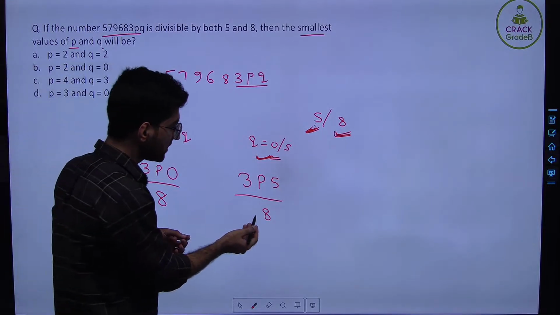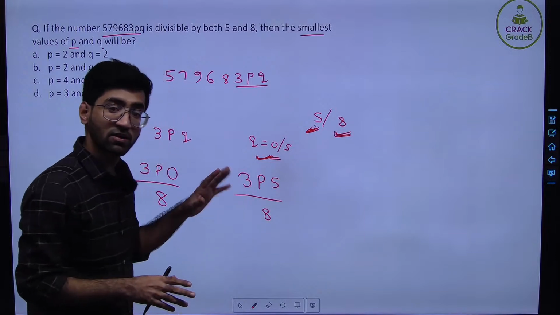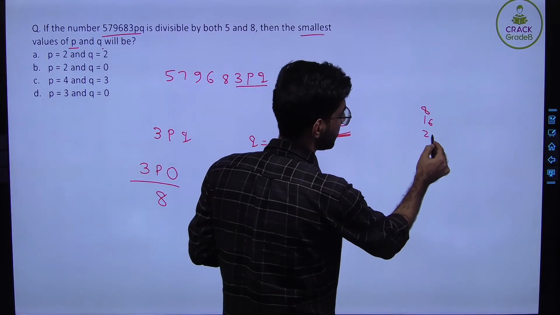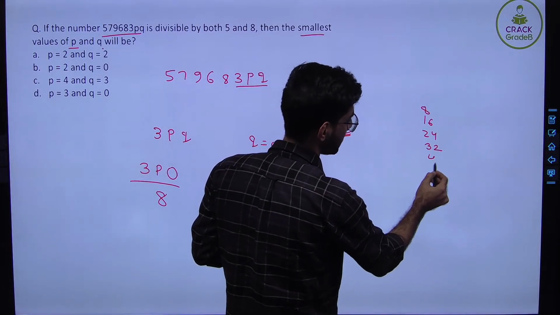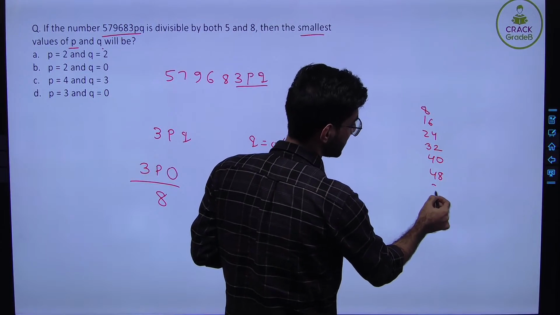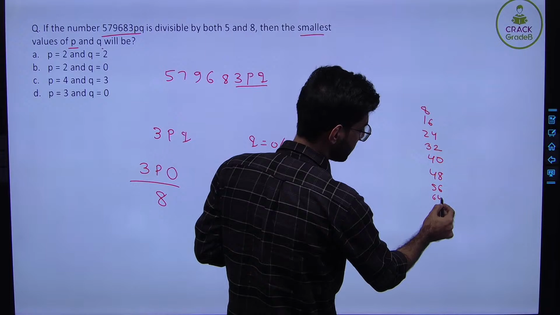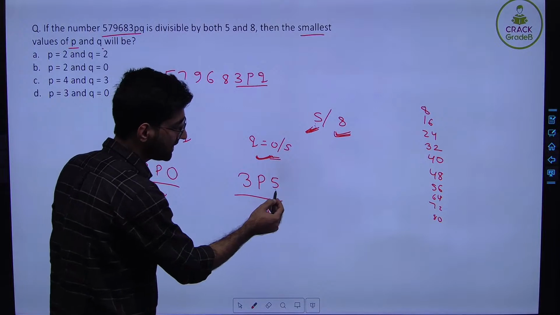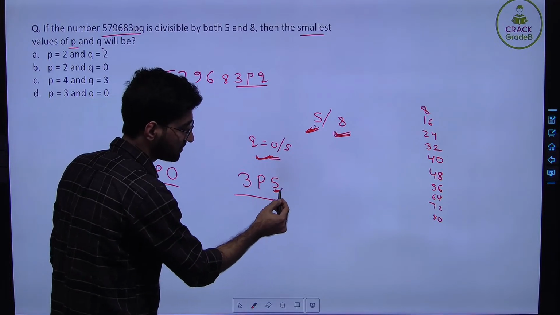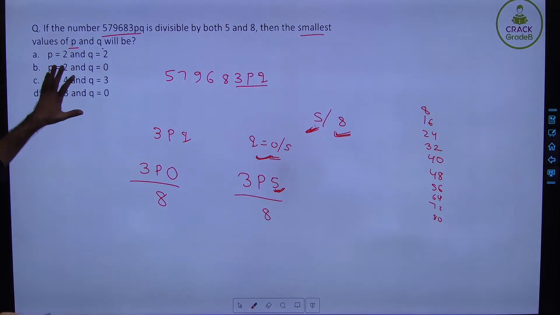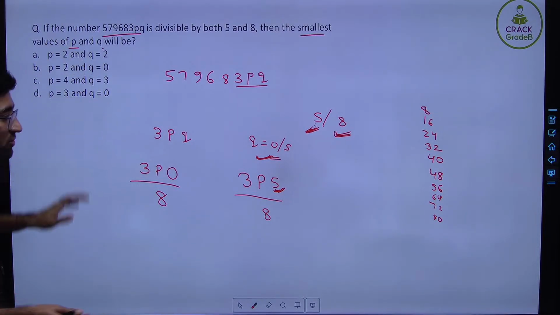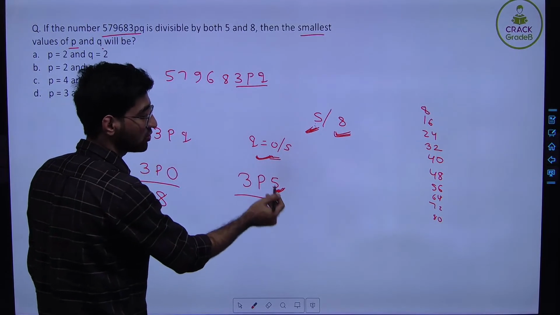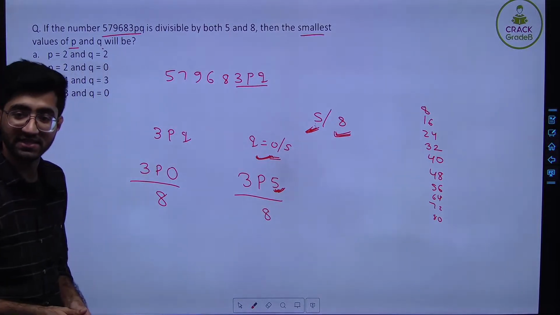Now if you try to recall the table of 8, you will find that 8, 16, 24, 32, 40, then obviously 48, 56, then 64, 72, 80, right? Now try to think, if 5 is present at C, you can answer this question by using options quickly, right? But try to think in this way also, that if 5 is present at unit place, it is not gonna be divisible by 8 in any case. Why?